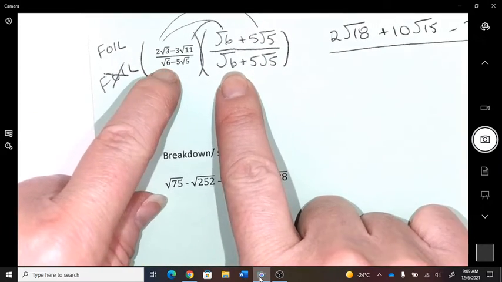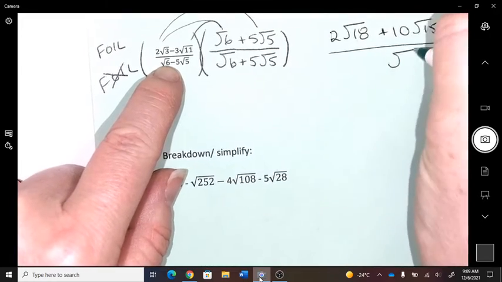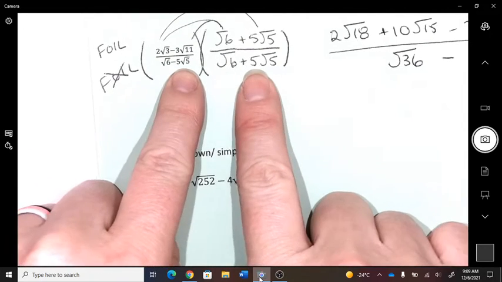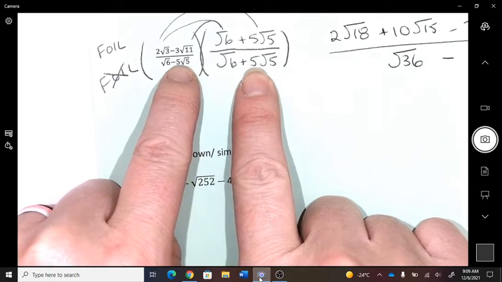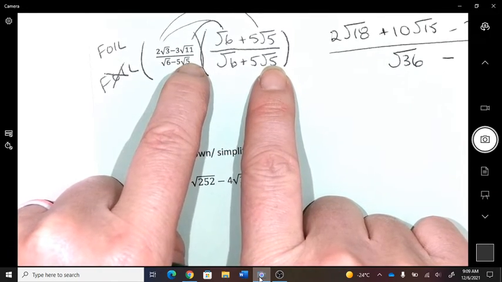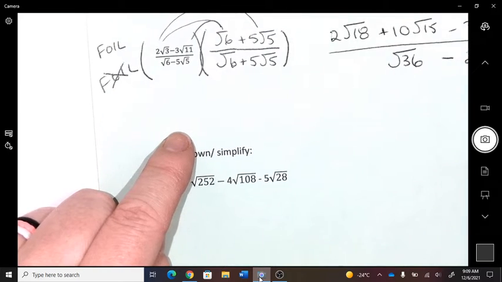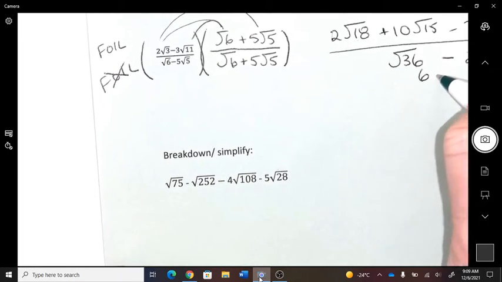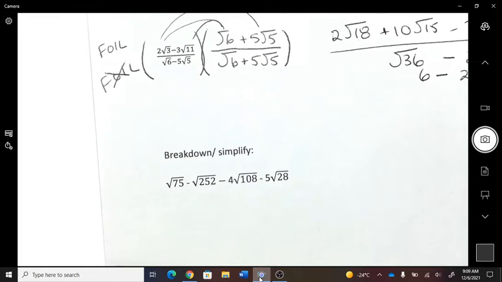So first times first is root 36. This should always be a subtract, because one's plus, one's minus. You're always going to have a subtract. Whole number 25, root 25. So this is a 6, subtract 25 times 5. So 6, subtract 125.